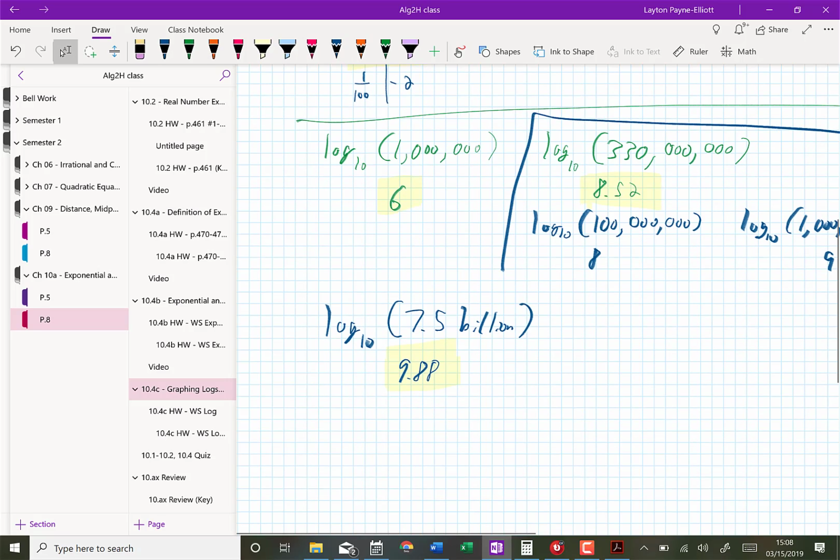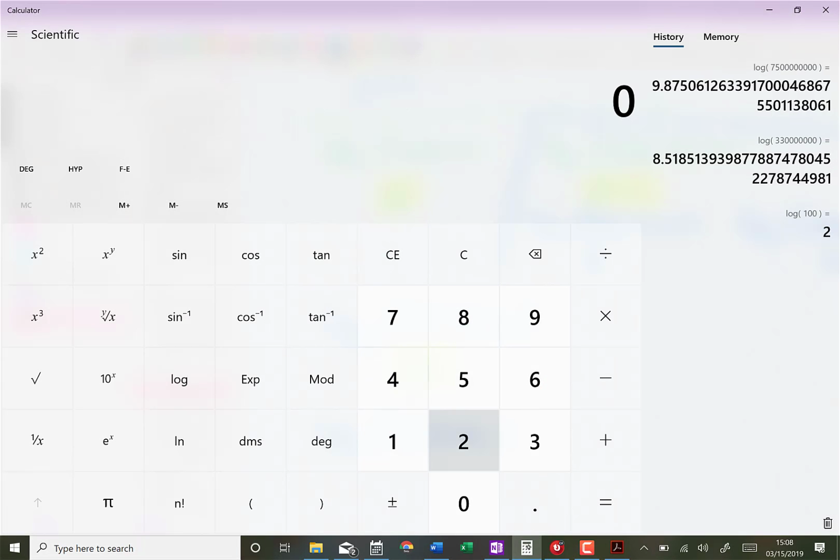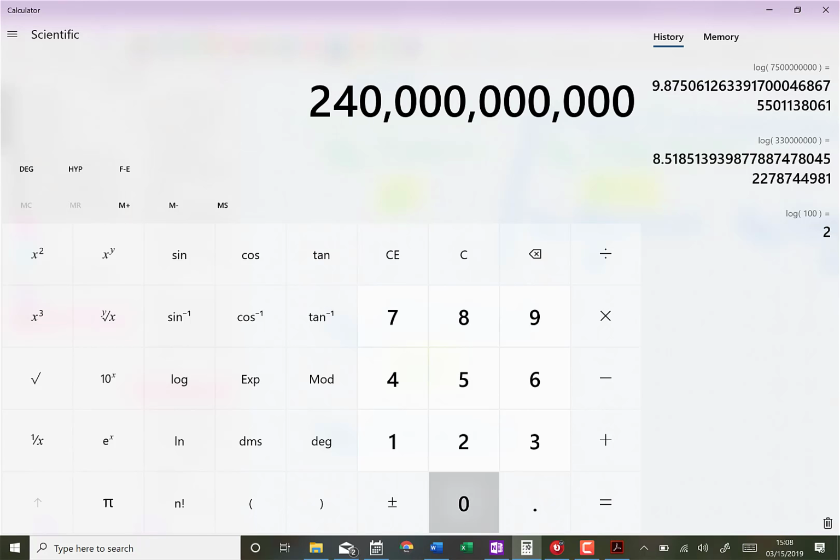You could even then do the log base 10 of the national debt, not deficit. This is about 24 trillion. So let's do the log base 10 of 24 trillion and see where we get. This is billions, millions, hundred thousands, and ones.